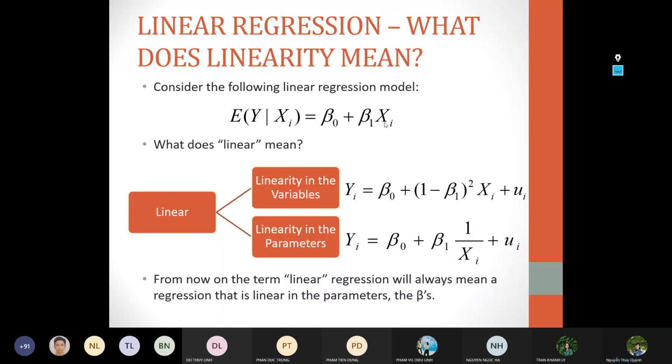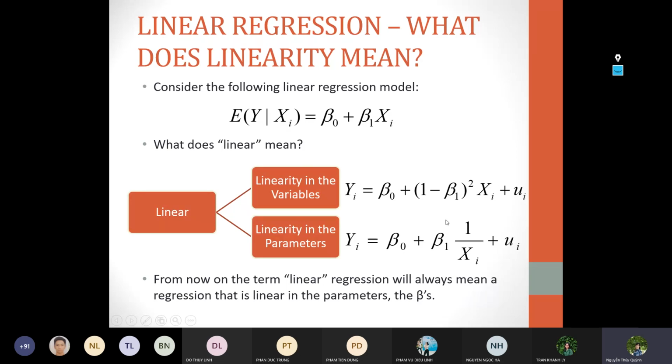So look at this. We have two cases. When the model is linear in the variables, here we have yi and xi with the power of 1, and you can see that we can draw a line to show the linear relationship between x and y. So that is the case when we say that this model is linear in the variables. The independent variable here also has the power of 1.